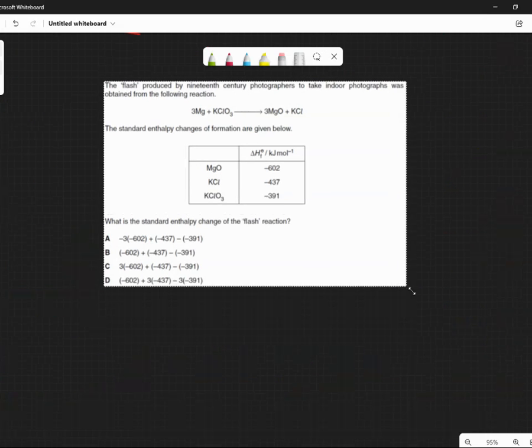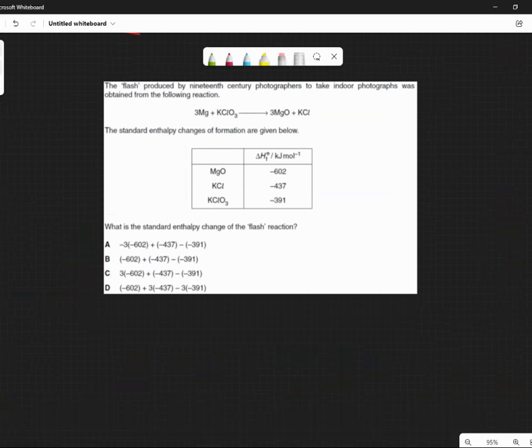This one is quite straightforward, though. Ta-da! All right. Now, I hope you can do these. I find these quite straightforward. All right, so I use what are called Hess's triangles for these.